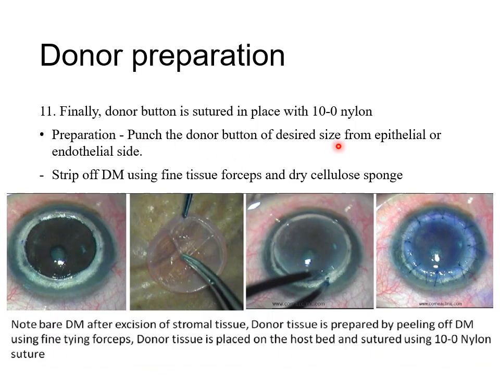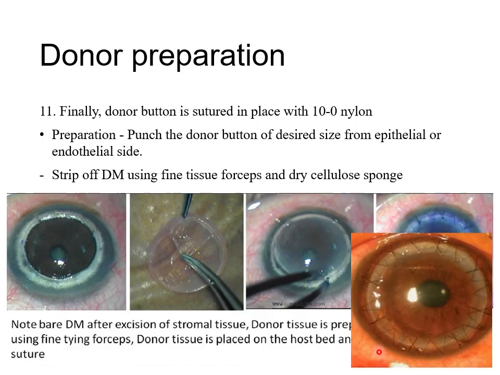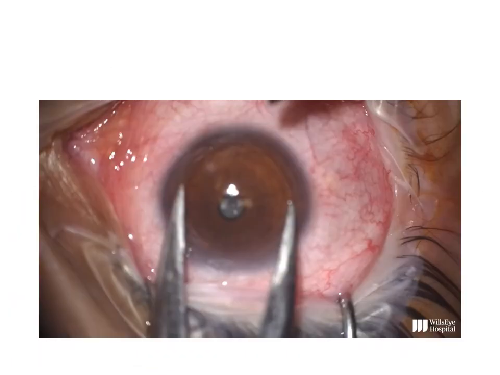The donor button of desired size has been punched, and the DM, that is the Descemet membrane, in that donor button has been stripped off. So now the donor button is ready. This shows the DM being peeled off such that only the stroma remains, and that stroma is placed over the existing recipient DM bed and sutured just like in penetrating keratoplasty. So this is what the post-operative outcome looks like.